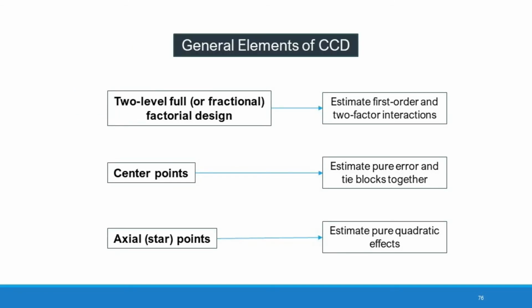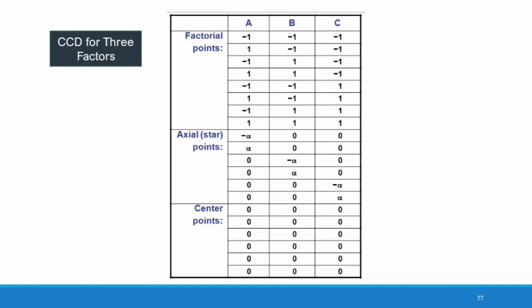We can point out based on the earlier discussions that the general elements of CCDs are the two-level full or fractional factorial design, which aids in the estimation of first-order and two-factor interactions, center points which estimate pure errors and tie blocks together, and the added axial or star points, which are used to estimate pure quadratic effects. Let us take a look at the design matrix for a 3-factor CCD. This design has 8 factorial runs, 6 axial runs, and added center points. In this particular matrix, 6 center points were added. If this design will be performed and divided into 2 blocks, these center points must be distributed between the blocks.